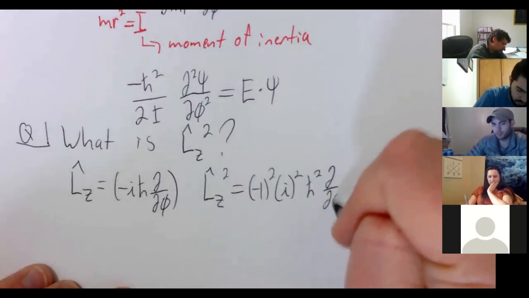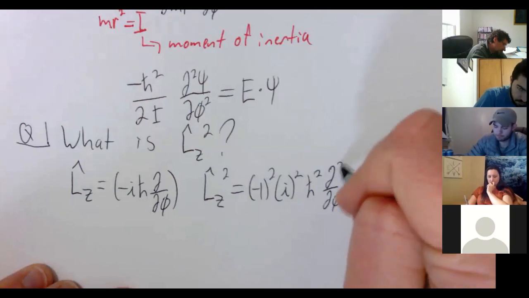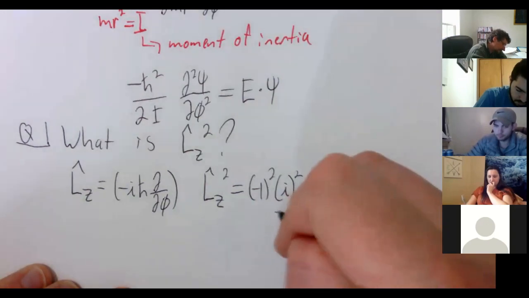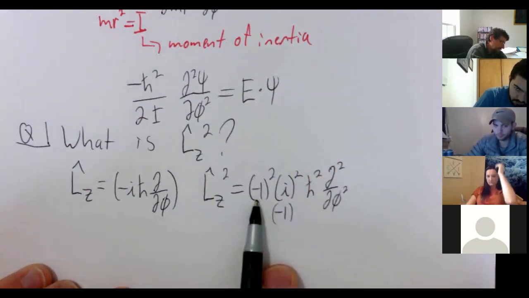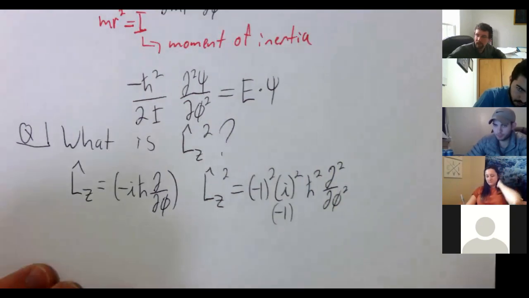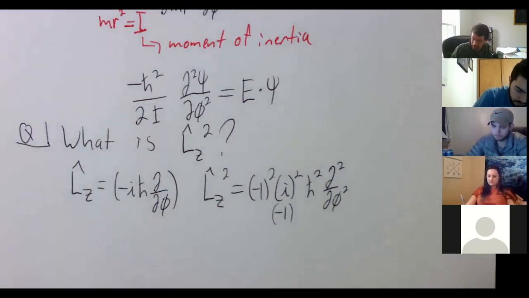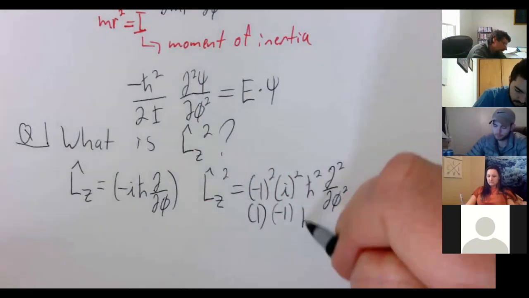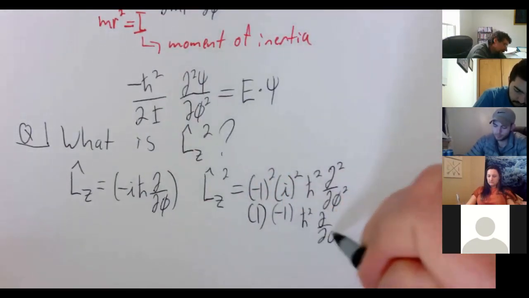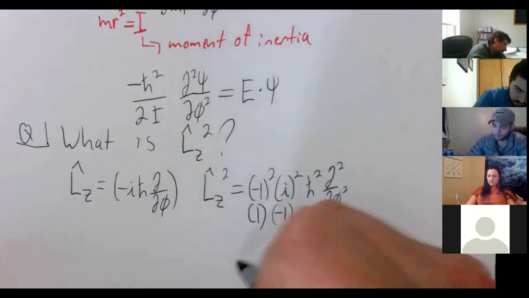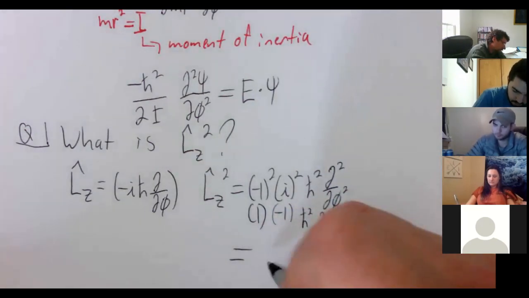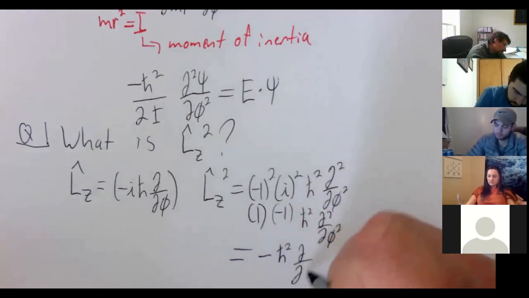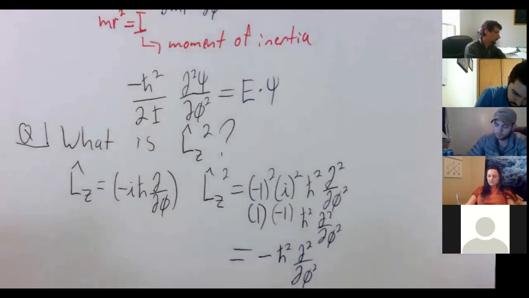So i squared goes to -1, and the negative sign squared becomes +1. That becomes a +1 times h bar squared, and then that second derivative. So everything together becomes negative h bar squared times the second derivative with respect to φ.